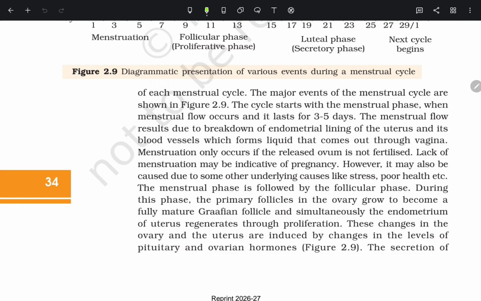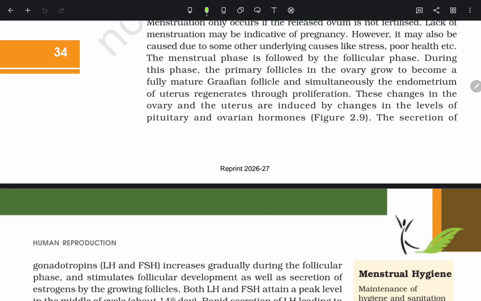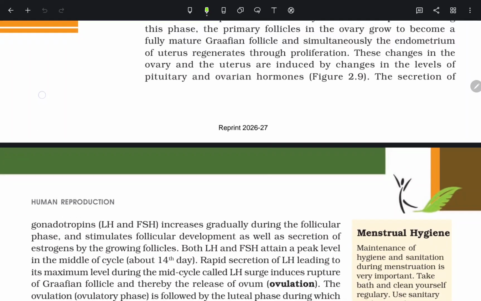The menstrual phase is followed by the follicular phase. During this phase, the primary follicles in the ovary grow to become a fully mature Graafian follicle, and simultaneously, the endometrium of the uterus regenerates through proliferation. These changes in the ovary and the uterus are induced by changes in the levels of pituitary and ovarian hormones.